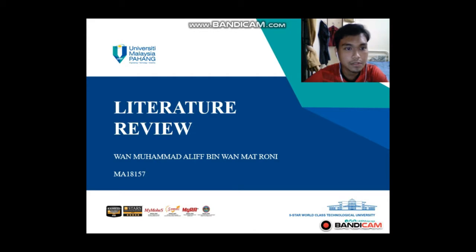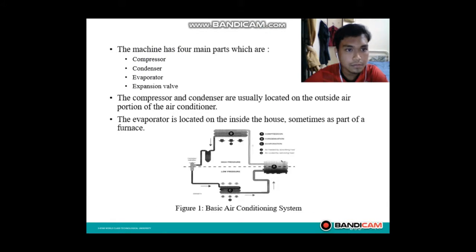Inshallah, we'll continue with the literature review for the air conditioning system. For the basic air conditioning system, the machine has four main parts, which are compressor, condenser, evaporator, and the expansion valve. The compressor and condenser are usually located on the outside portion of the air conditioner, and the evaporator is located on the inside of the house, sometimes as part of a furnace.